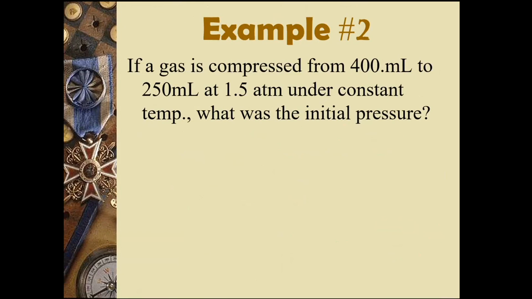If a gas is compressed from 400 milliliters to 250 milliliters at 1.5 atm under constant temperature, what was the initial pressure? So first off, we need to figure out what law we are using. And notice here, I've got milliliters, and it says it goes from one thing to another, which means, again, we have got 2 data sets. We've got a beginning and an end, which means this is combined.